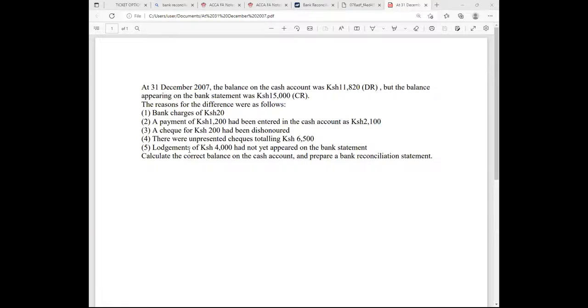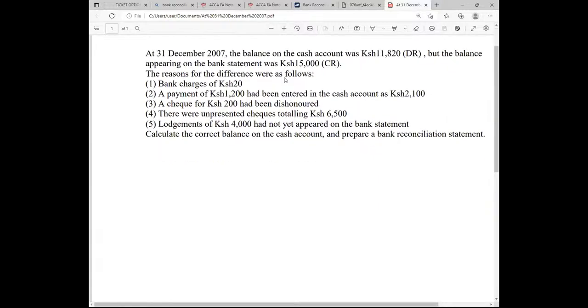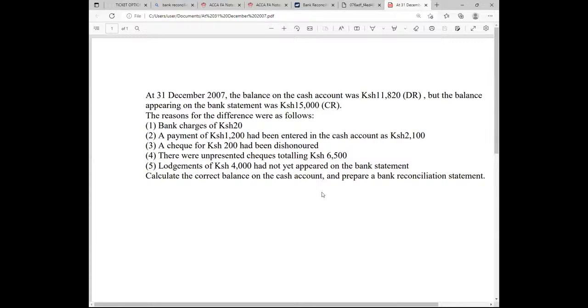So now we are told at 31st December 07, the balance on the cash account was Kenya shillings 11,820 debit. But the balance, I hope you guys are able to see this question. Are you able to see the question I'm reading here? If you're able to see it, comment there, and then most importantly, take a screenshot.